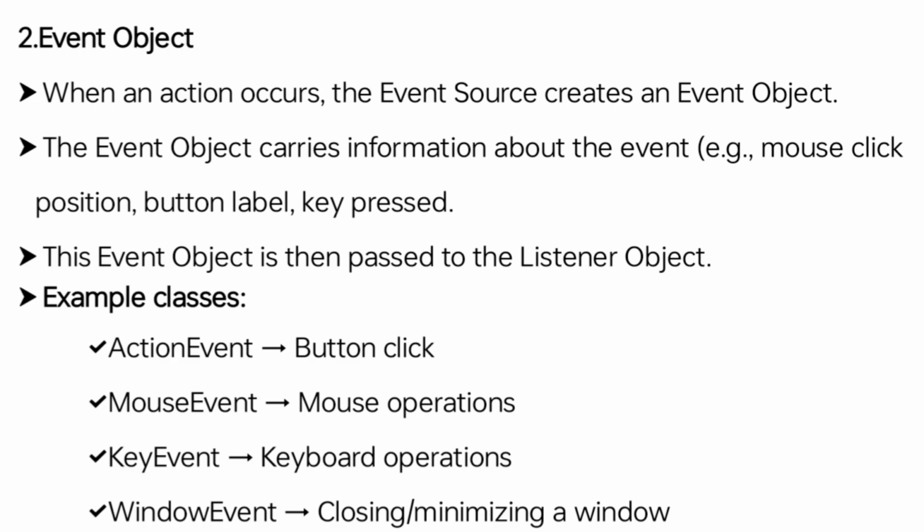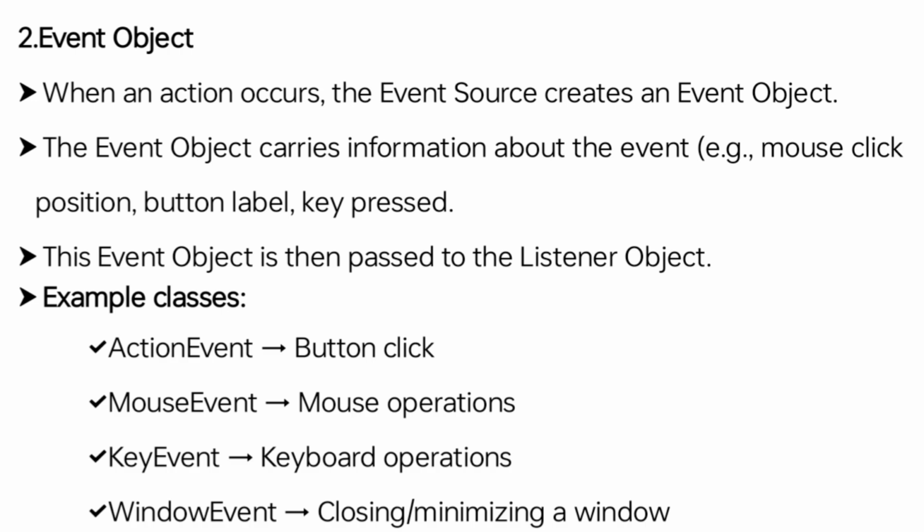When an action occurs, the event source creates an event object. The event object carries information about the event. For example, mouse click, button clicked, key pressed. This event object is then passed to the listener object.